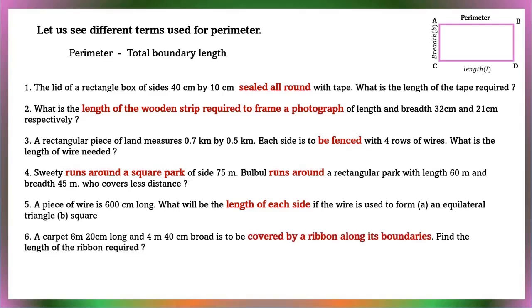In the sixth and very last example, the length and breadth of the carpet are given, and the ribbon is to be placed along its boundaries. The words along its boundaries indicate that we need to find the perimeter of the carpet. So, the required ribbon length is equal to the perimeter after converting all measurements into the same unit.